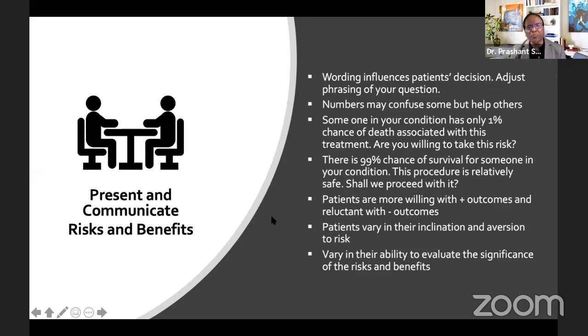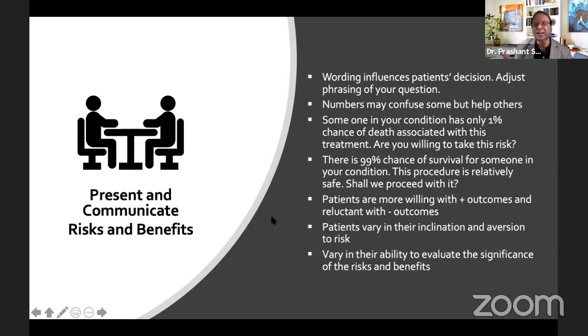When you explain the numbers to your patient, some are good at understanding numbers, some may not be. So you have to explain that in very simple, layman terms when you're talking about the numbers. It is not good to talk about negative outcomes. So if you are saying something like, in your condition, there is only a 1% chance of death associated with this treatment, are you willing to take this risk? The word death itself indicates that it's a negative outcome. They are not looking at that 1%, which is bare minimum.